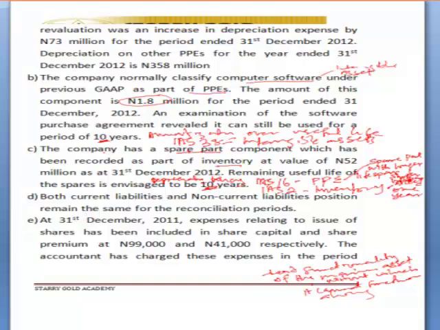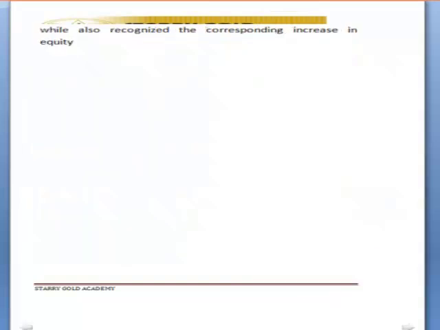Then we also look at the E. It says at 31st December 2011, expenses relating to the issue of shares have been included in share capital and share premium at 99,000 and 41,000 respectively. The accountant has charged these expenses in the period, while also recognizing the corresponding increase in equity.